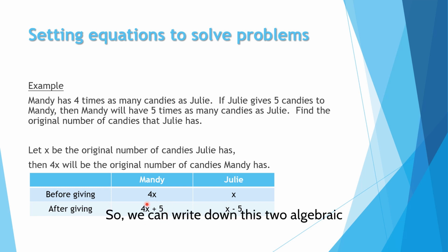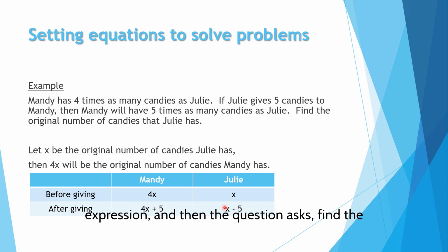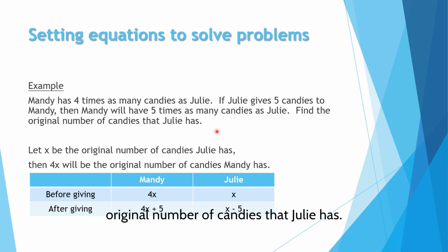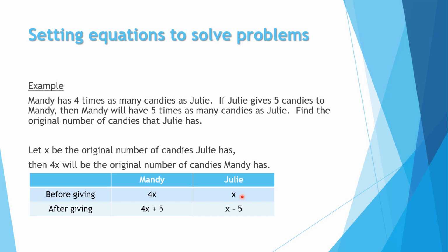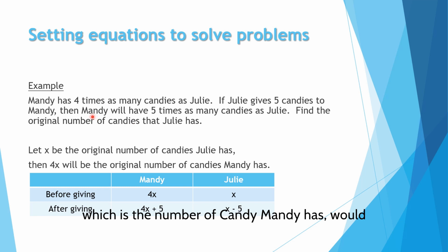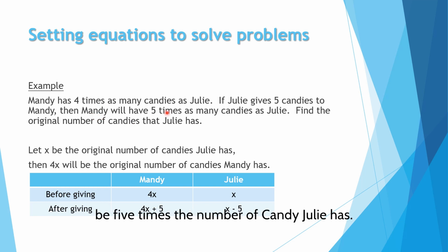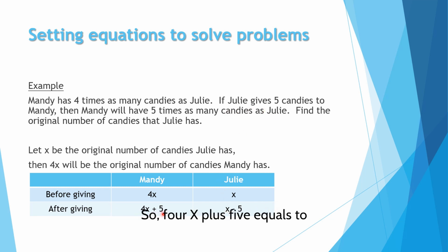So we can write down these two algebraic expressions. And then the question asks, find the original number of candies that Julie has. That means we just need to solve x. Because here it says Mandy will have 5 times as many candies as Julie after Julie gave her 5 candies, so we can say 4x plus 5, which is the number of candies Mandy has, would be 5 times the number of candies Julie has. So 4x plus 5 equals to 5 times bracket x minus 5.